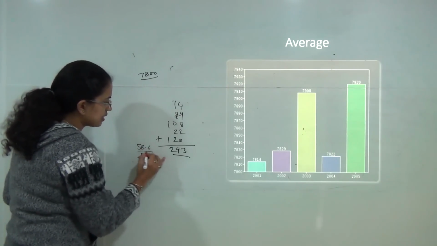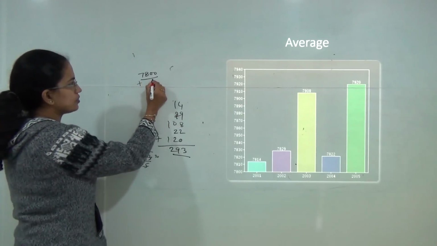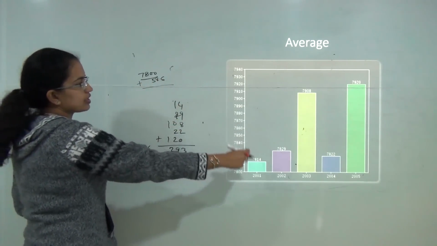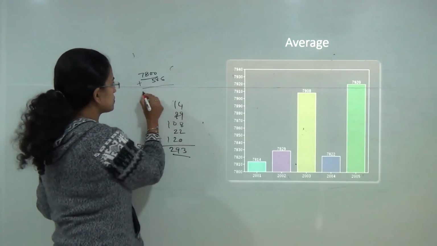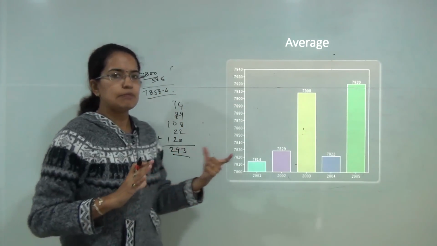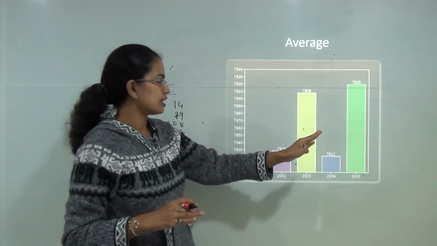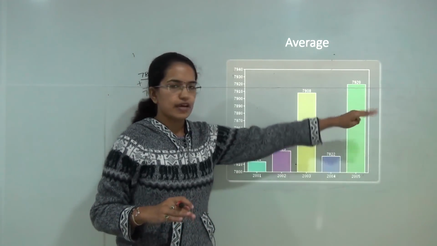58.6. Now this 58.6 I can add on to this. Therefore, the average of all these values would be 7858.6. So that's a simpler way to calculate the averages rather than going into the details of each and every thing, adding all the values together.